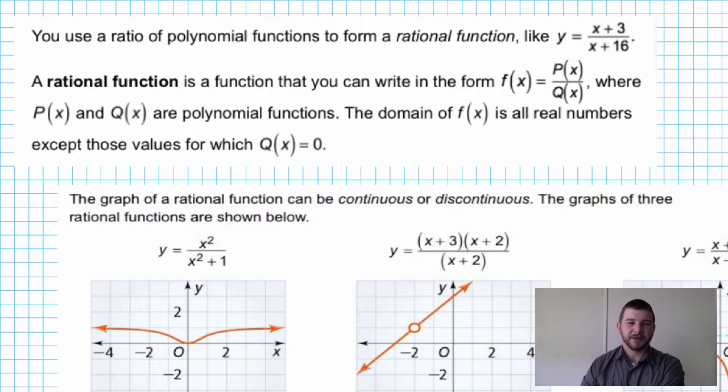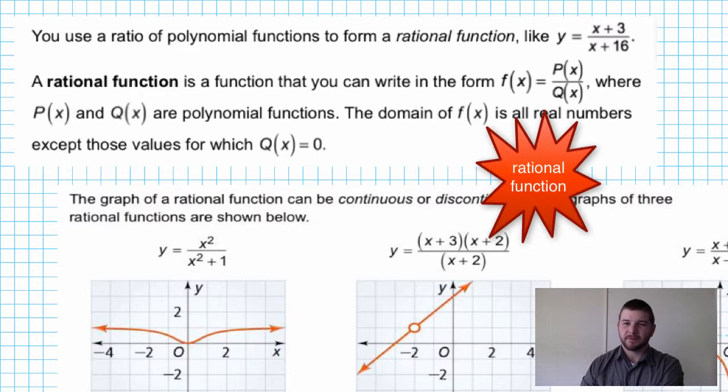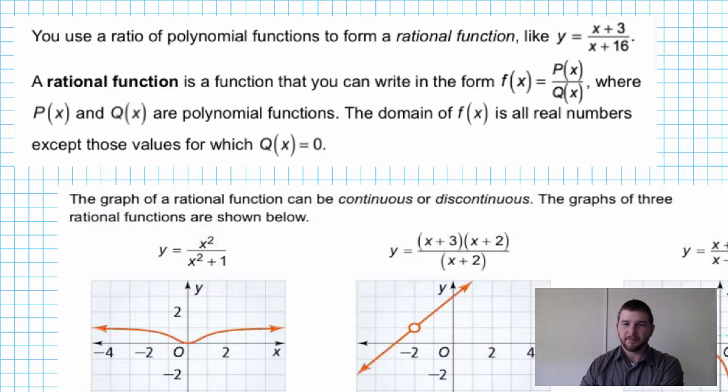You use a ratio of polynomial functions to form a rational function, like y equals the binomial x plus 3 over the binomial x plus 16. A rational function, vocab word rational function, is a function that you can write in the form of f of x equals p of x over q of x. So now we're writing this function as a ratio of two other functions, where p of x and q of x are polynomial functions.